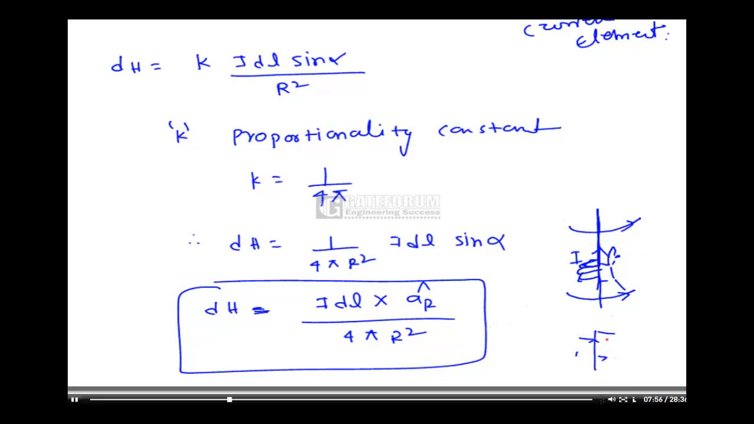So around the conductor, a magnetic field exists. This is the right hand thumb rule.